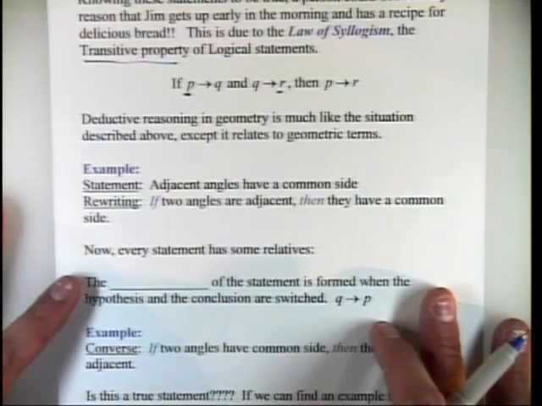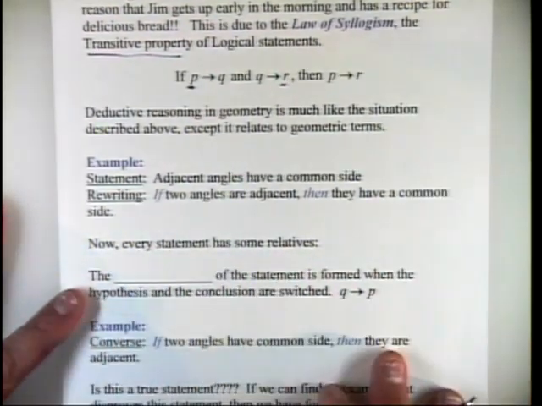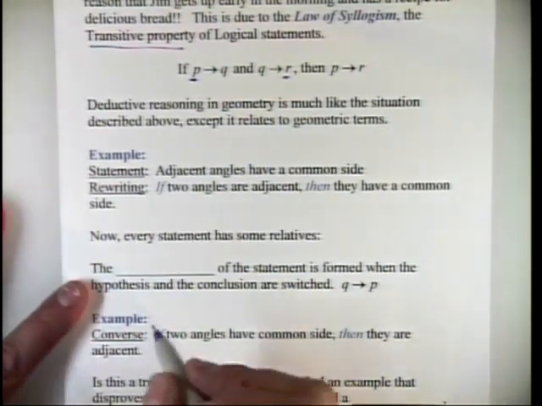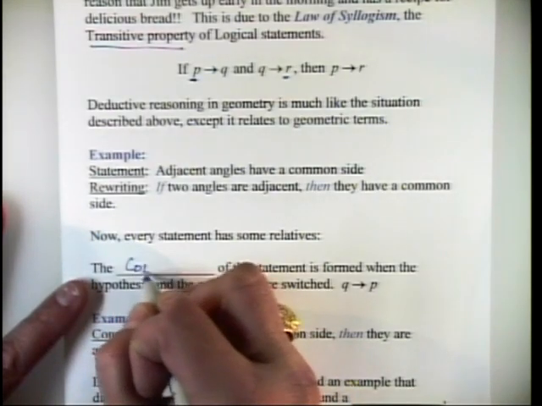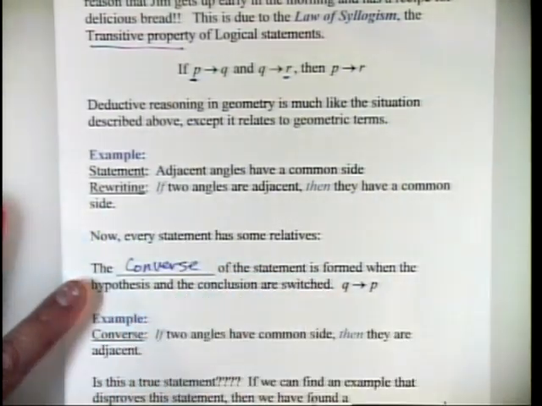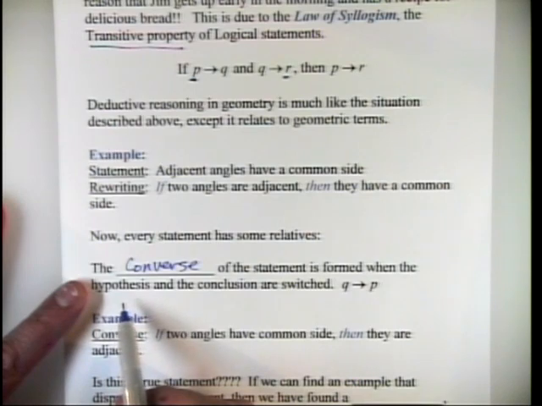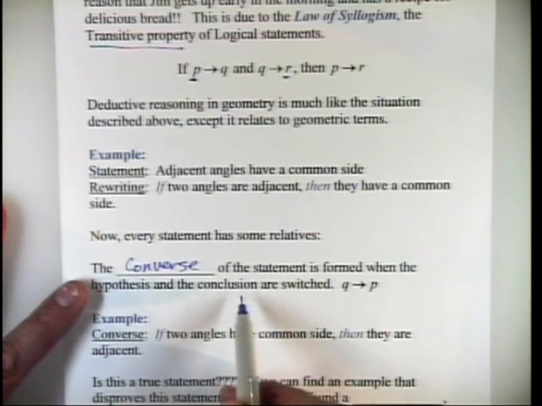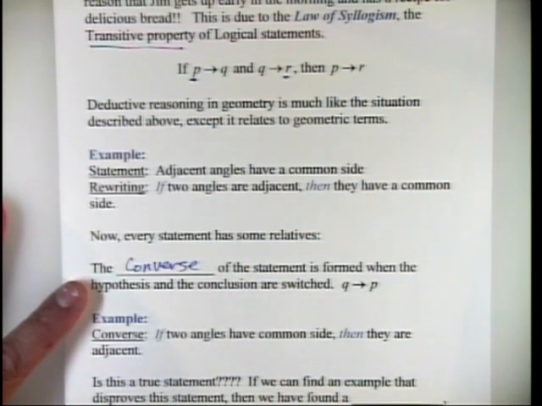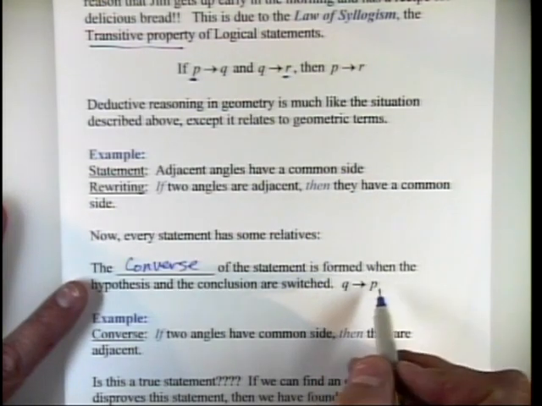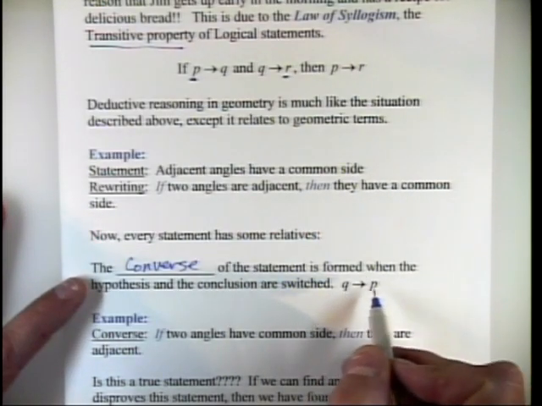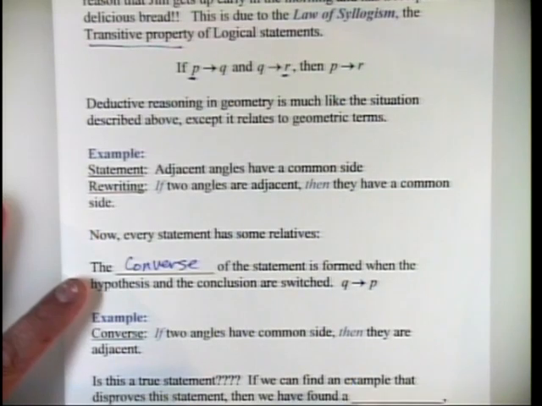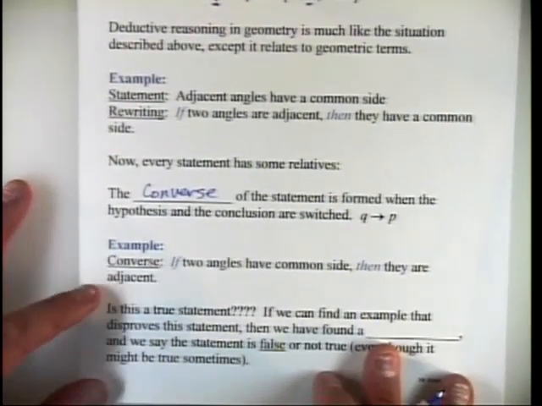Now, we talked about the statement. It's time to talk about some relatives of the statement. Every statement does have some relatives. The first one we're going to talk about is the converse. And the converse of a statement is formed when the hypothesis, the if part, and the conclusion, the then part, are switched. They're interchanged. So we could write that as, instead of P implies Q, we could say Q implies P.